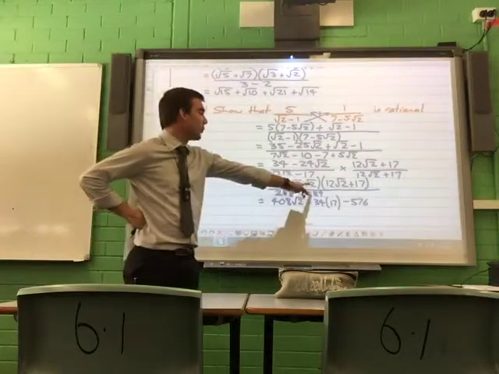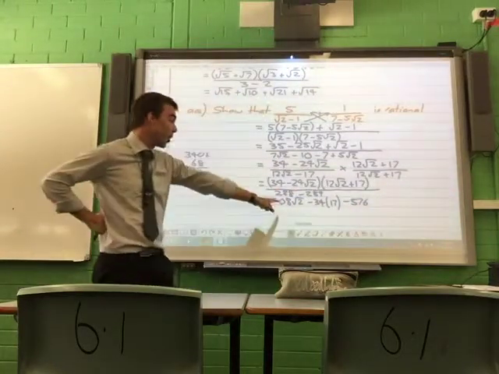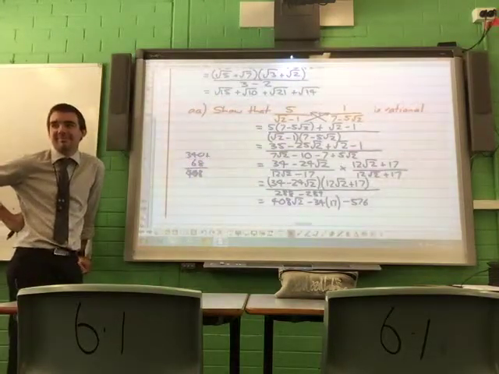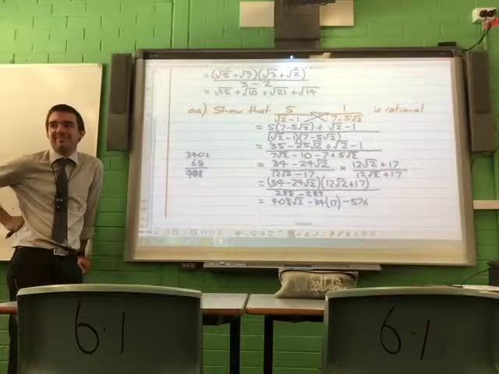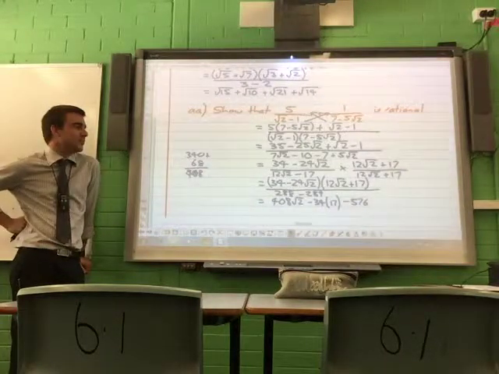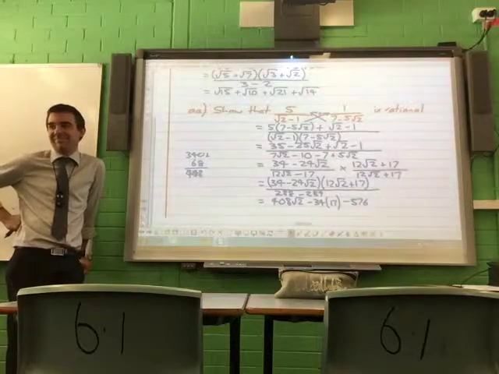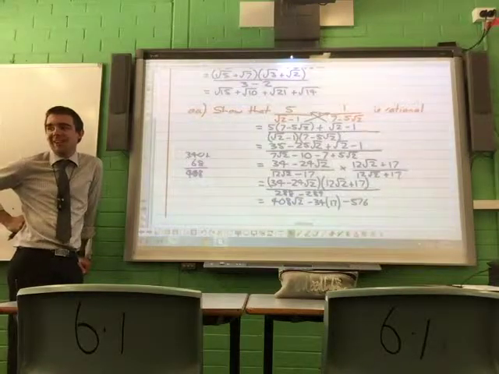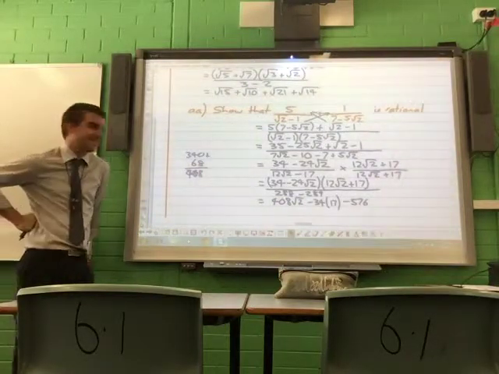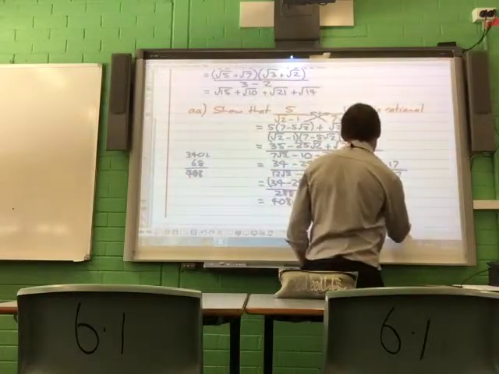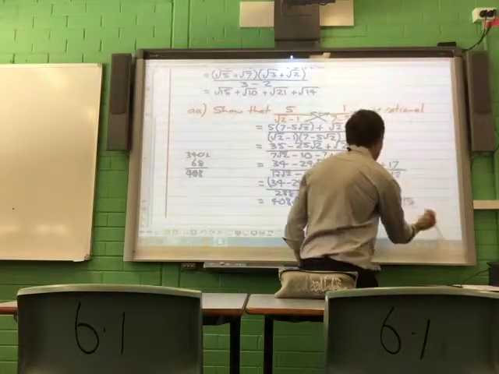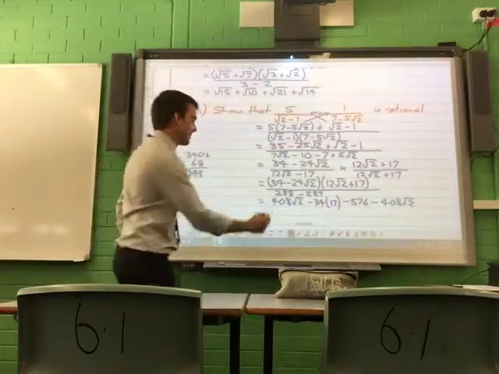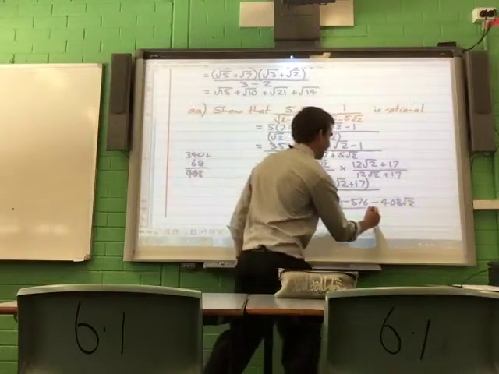Now last term, so 24 root 2 times 17, I'm hopeful that's 408. So 24 times 17. 4 sevens are 28. 408. Take away 408 root 2. Look at that. 408 root 2, take away 408 root 2. That's beautiful.